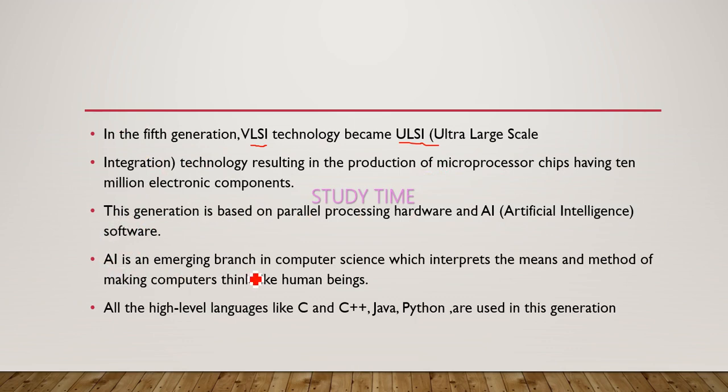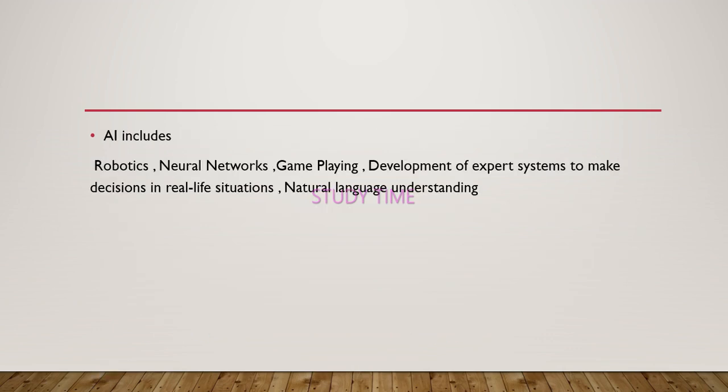AI is an emerging branch in computer science which interprets the means and method of making computers think like human beings. All the high-level languages like C and C++, Java, Python are used in this generation. AI includes robotics, neural networks, game playing, development of expert systems to make decisions in real-life situations, natural language understanding.